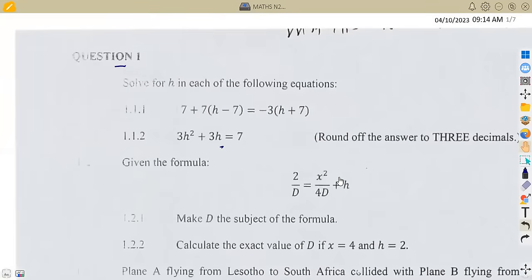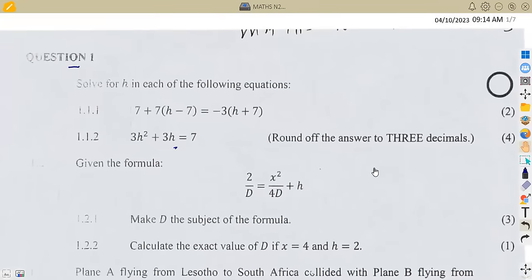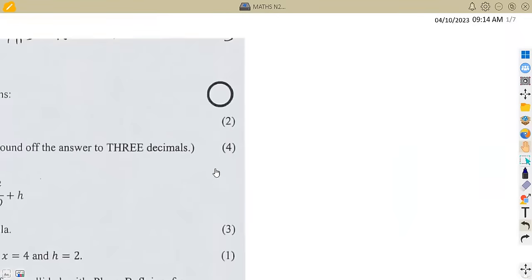On 1.12, we are now given 3h squared plus 3h is equal to 7, and to 3 decimal places, that's a quadratic equation that we are given in this case. All right, so that's 1.12. We are given that 3h squared plus 3h is equivalent to 7. So first we can transpose, since we know that our equation is supposed to be in the format of ax squared plus bx plus c is equal to 0, like this.